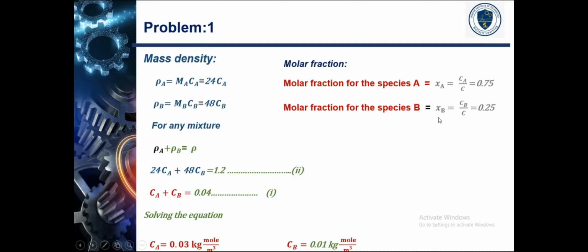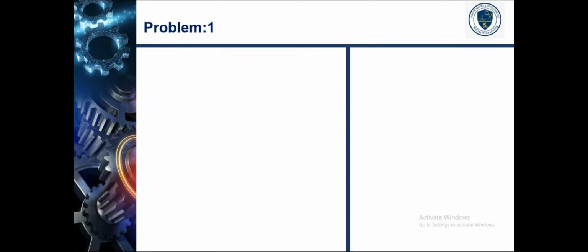Now we move on to the next unknown parameter, that is mass fraction. So we have to calculate the mass fraction. What is the formula for mass fraction? The mass fraction is denoted by m star A. It is calculated by rho A by rho. In the same way, m star B is equal to rho B by rho. So rho A means the mass concentration of species A. Rho is the density of the mixture or the mass concentration of the mixture.